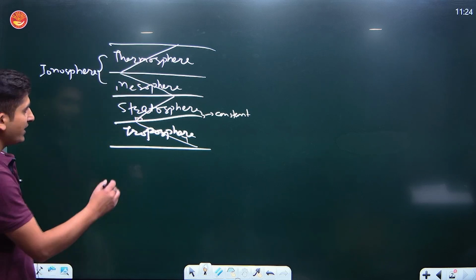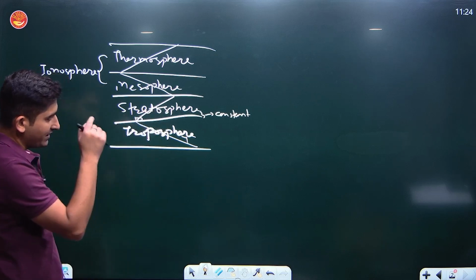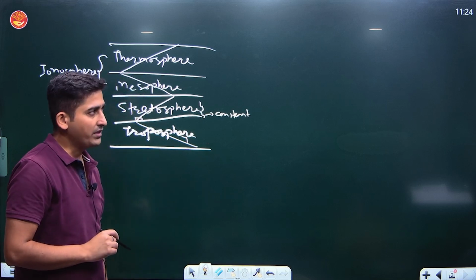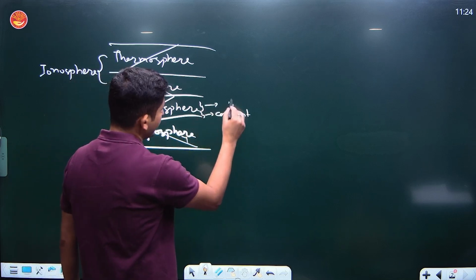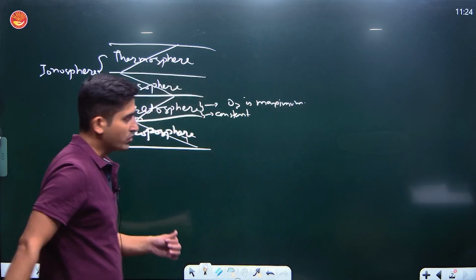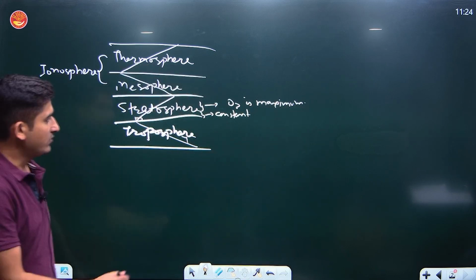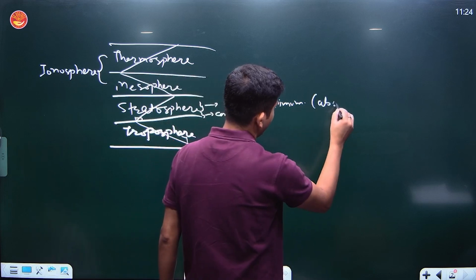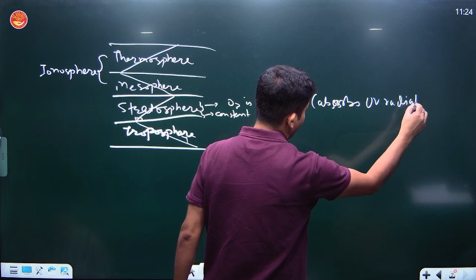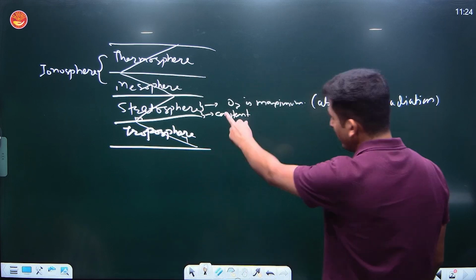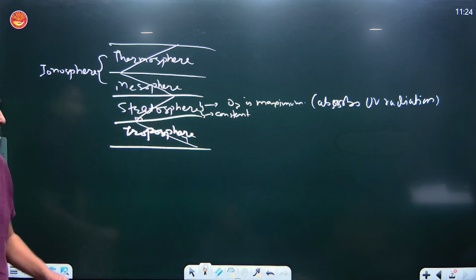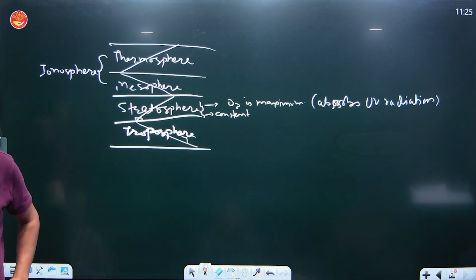So in the stratosphere there is an increase in temperature, and I have told you in this 15 to 30 kilometer range or so, ozone is maximum. This ozone absorbs UV radiation, if you remember. So the reason for the increase in temperature in the stratosphere is the absorption of UV rays by the ozone.